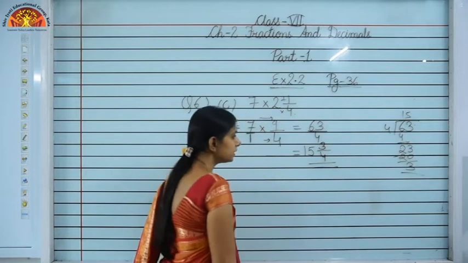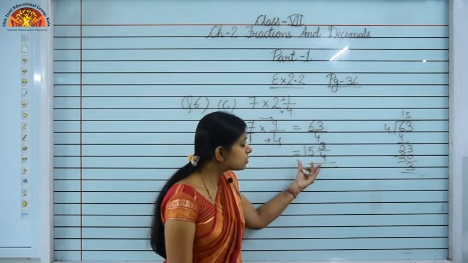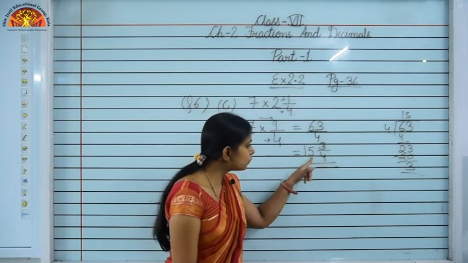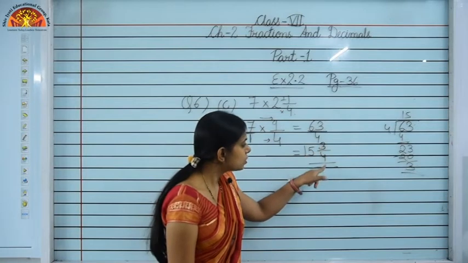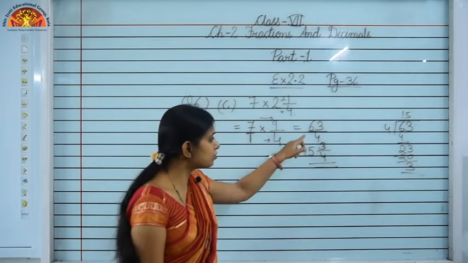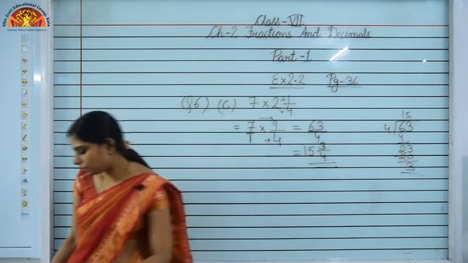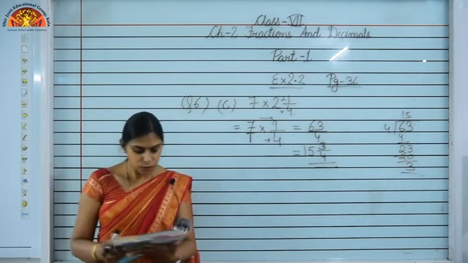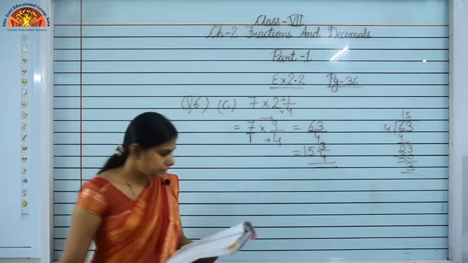After converting a particular improper fraction into a mixed fraction, you can just verify your answer also. So 15 4s are 60 and 60 plus 3 is 63. So your answer is 63, that is 63 upon 4. Is it clear students? Now just come to the next question. Now just see question number 7, first part. It's very much easy.